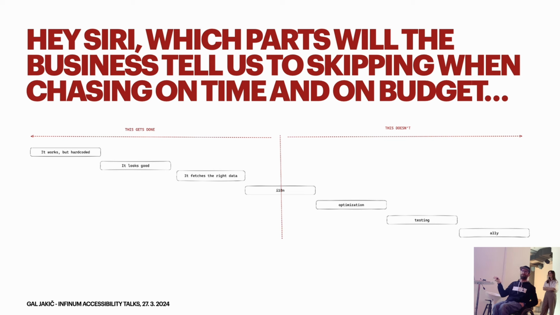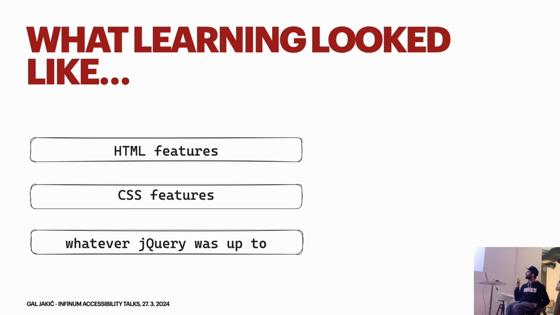Then we test. Can't you just, like, a bunch of us will click through the app. It's going to be fine. And then accessibility. And you know where this is going. Like, if we're not even doing the testing properly, which, let's be real, we're not, accessibility is like the least of our concerns.